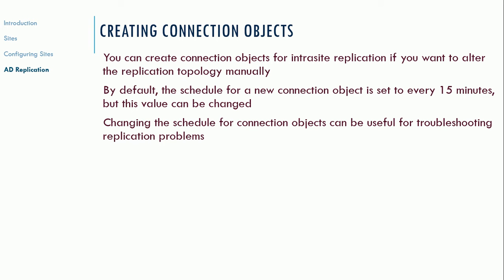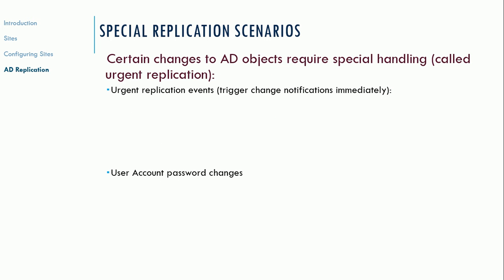So you can create connection objects for intrasite replication if you want to alter the replication topology manually. Right? So if KCC is not giving you the best and most efficient replication, you can manually override how that works.